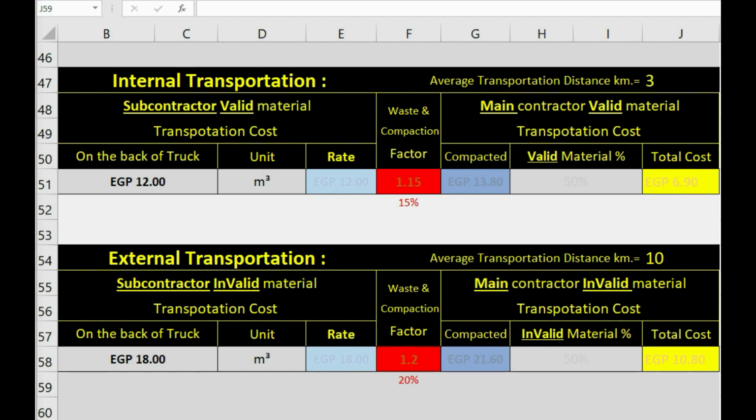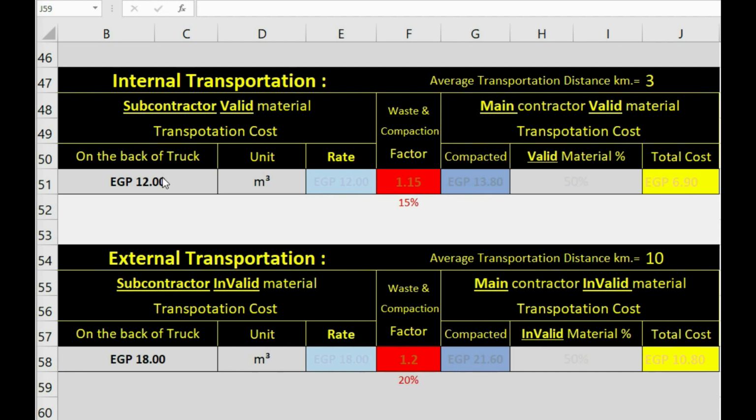After bargaining with the transportation subcontractor, the internal transport rate of 1 cubic meter for an average 3 kilometer distance will be 12 Egyptian pound, and the external to the public dump for an average 10 kilometer will be 18 Egyptian pound.